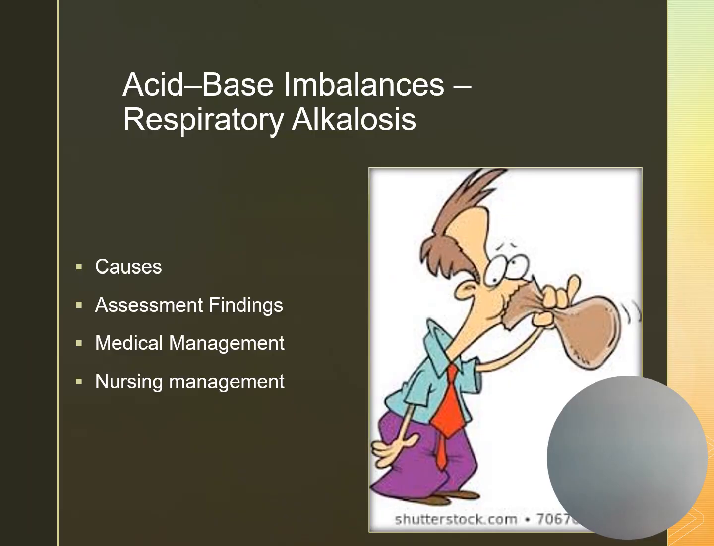With respiratory alkalosis, this is because we're breathing too fast. So we're getting rid of all of that acid, all of that carbon dioxide. So we're causing a carbonic acid deficit. Causes could include anxiety, fever, an overactive thyroid, aspirin poisoning, or mechanical ventilation. These clients have an increased respiratory rate. They're just breathing way too fast.